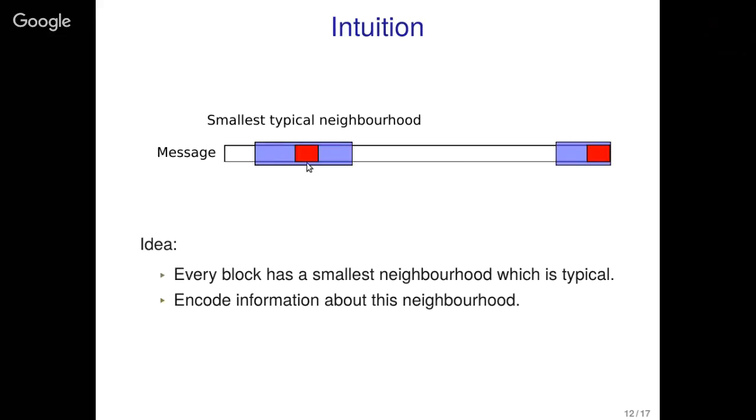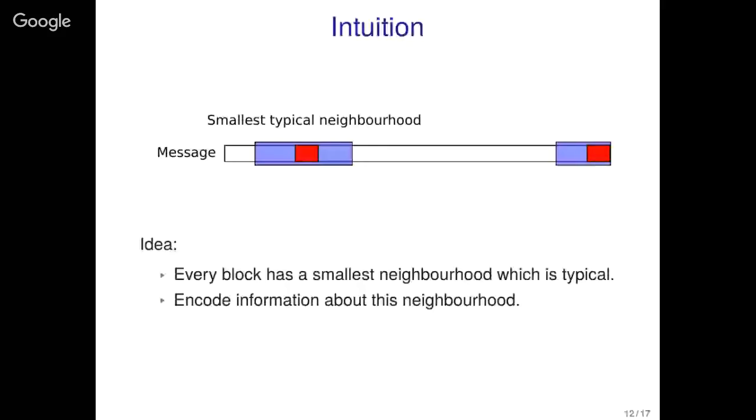So at a very high level, our approach to obtaining efficient local decoding and efficient local updating is to encode information about the smallest typical neighborhood of each block. Now, it's not trivial to do this, and one needs to be a little intelligent in designing such a scheme which encodes such information. What we have is essentially a multi-level compression scheme which achieves a small Q_E.